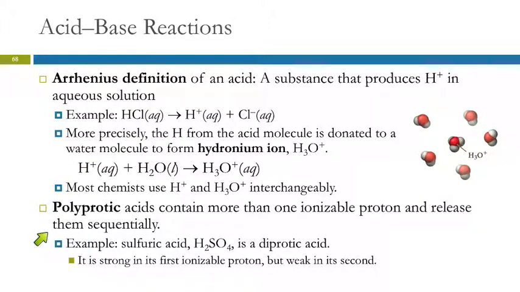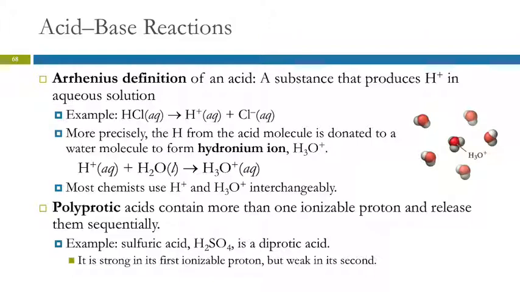Some acids can produce more than one. These are called polyprotic acids. Polyprotic, many protons, they release many hydrogen ions. So sulfuric acid is an example, H2SO4. It's called a diprotic acid because it has 2 protons that it can release when it ionizes.